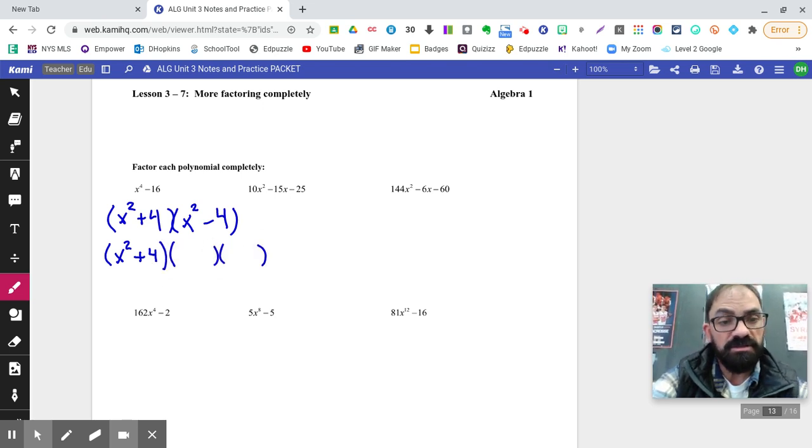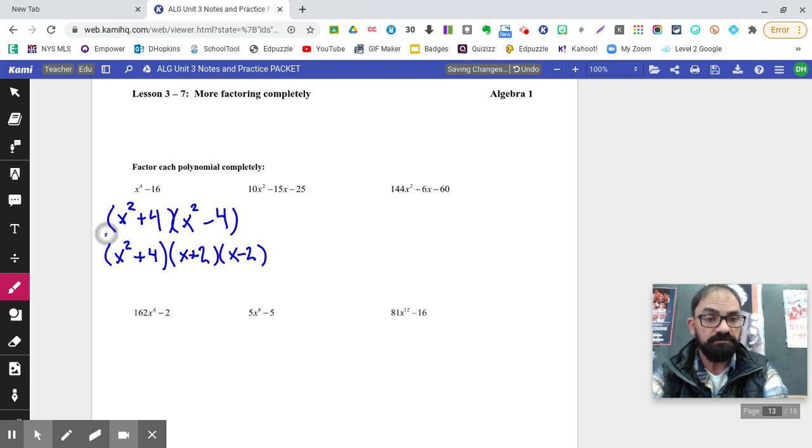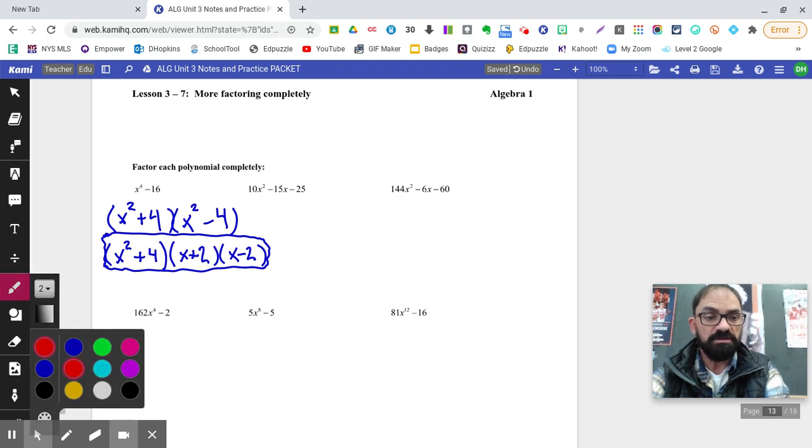And let's take a look at this. Factors of x squared are x times x. 4 also is a perfect square. 2 times 2. 1's positive, 1's negative. And that's my answer. Okay, let's look at the next one.